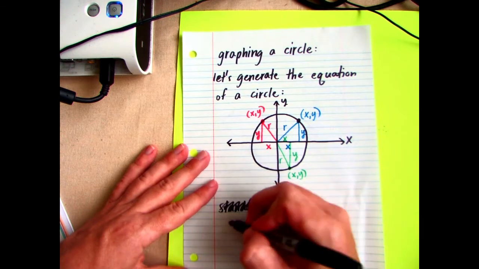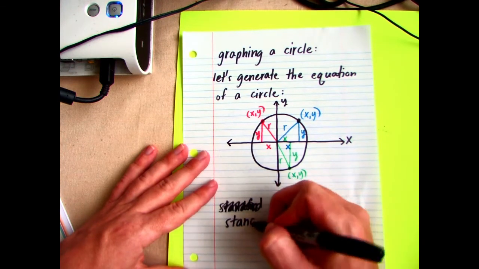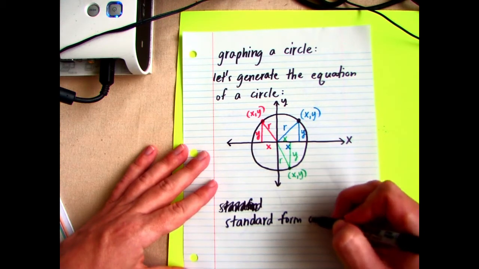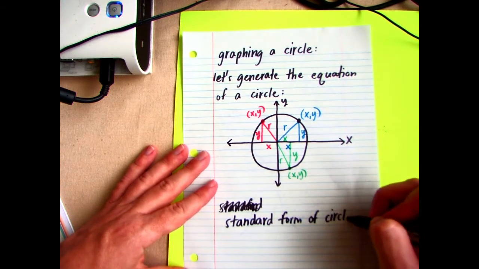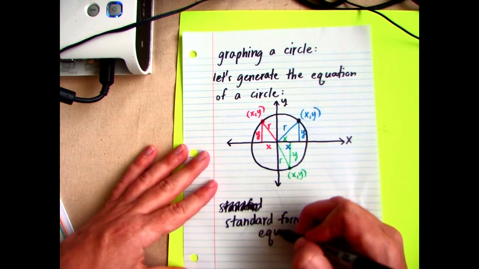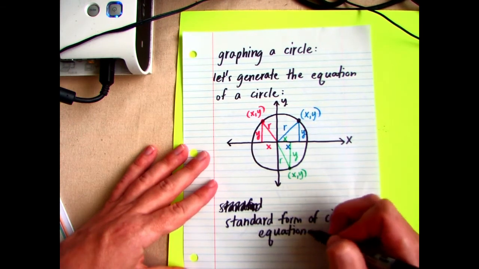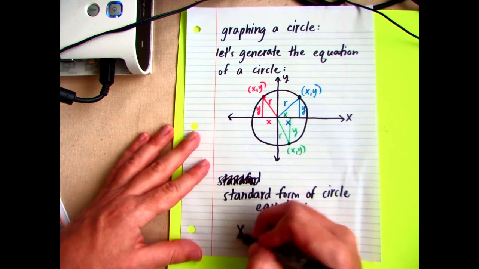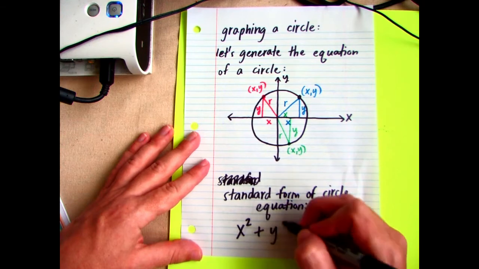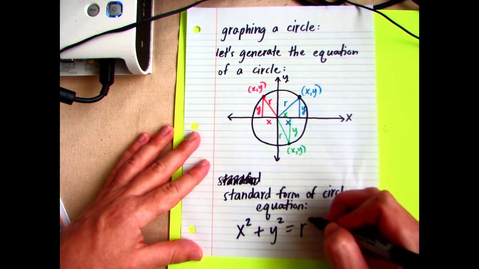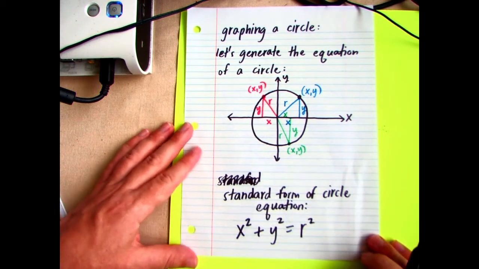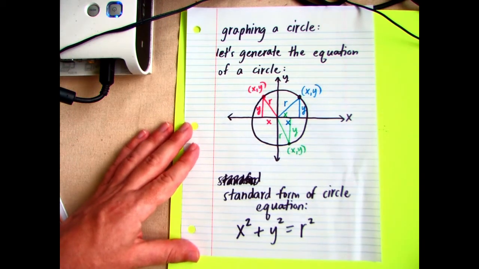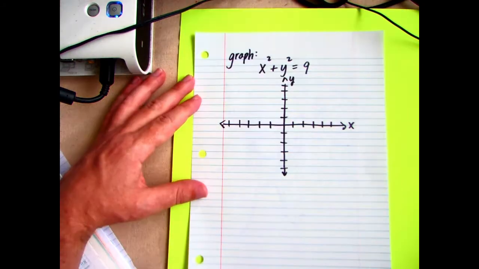The standard form of the circle is definitely going to have a Pythagorean theorem look to it. So for each point on the circle, it's going to be x squared plus y squared equals r squared. So that's going to be true for every single point on the circle. So that is the standard form of the circle equation.